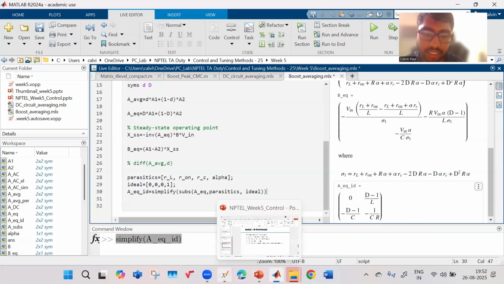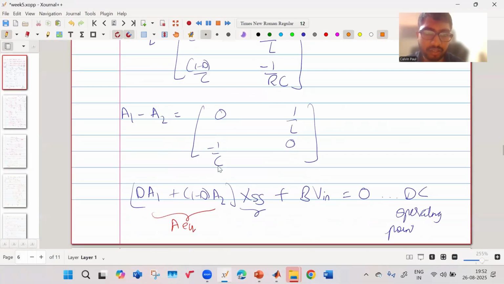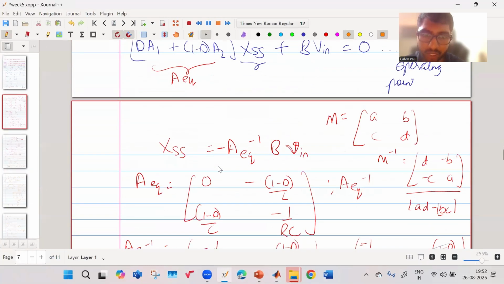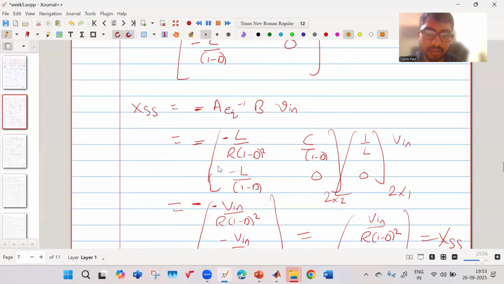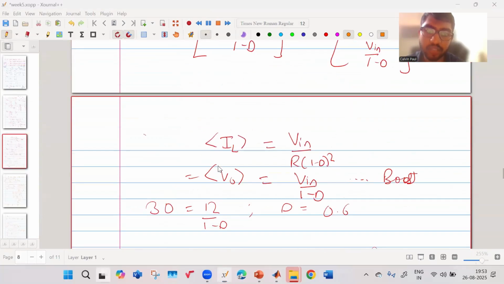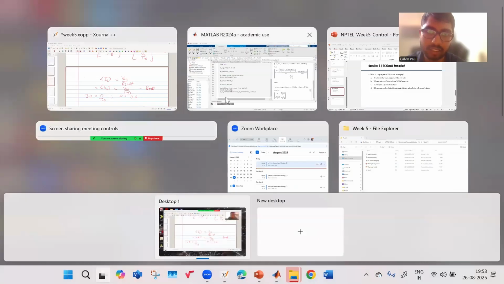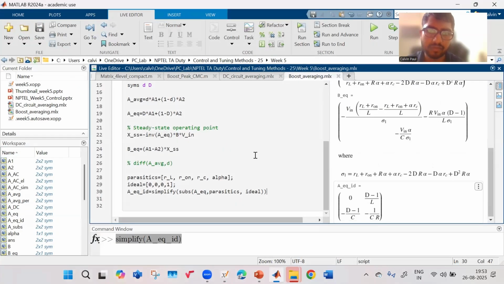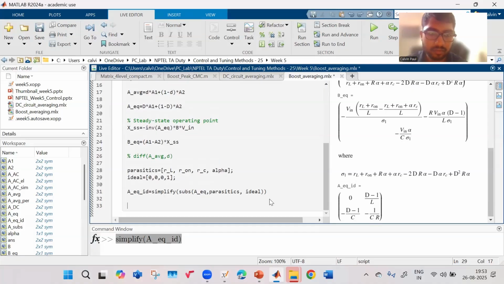Similarly, what did we do in the ideal case? A equivalent we got, B equivalent also we got, right? So B equivalent we have to again substitute. Let us check. B equivalent in the ideal case is simplified. Just copy it.